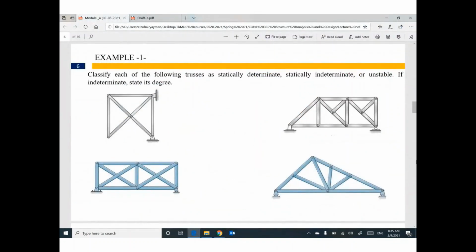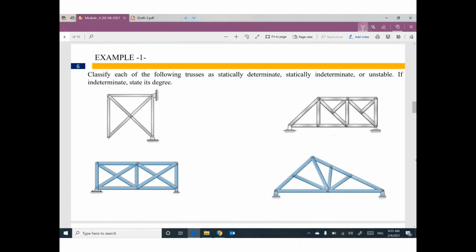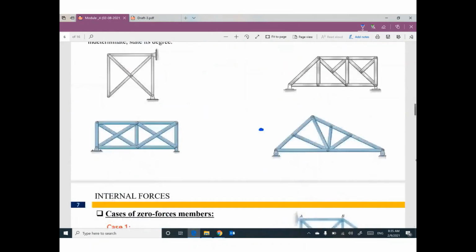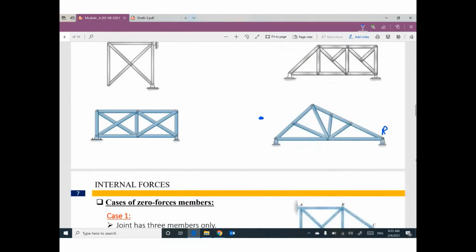Let's do some examples on stability. One of the questions in the coming exam: check stability for beams, frames, and trusses. Let's do trusses. Let's start with this one. What do you have? This one is a roller. This one is a roller. So we have one reaction here and one reaction here.